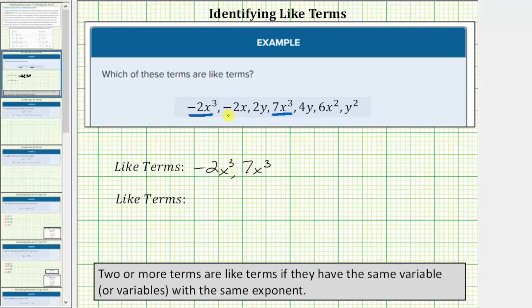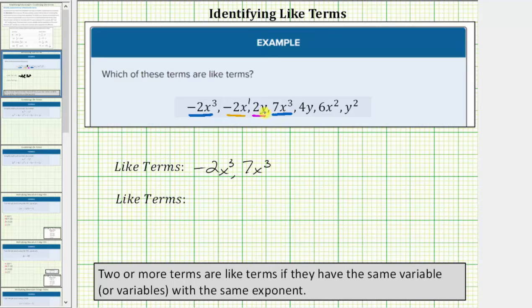The next term is negative 2x. Looking at just the variable part, notice how this term contains one factor of x, or it has the variable x raised to the first power. If this term has any like terms, the like terms must also contain exactly one factor of x with no other variable factors. Looking at the remaining terms, notice how no other terms have exactly one factor of x in them, and therefore there are no like terms with negative 2x.